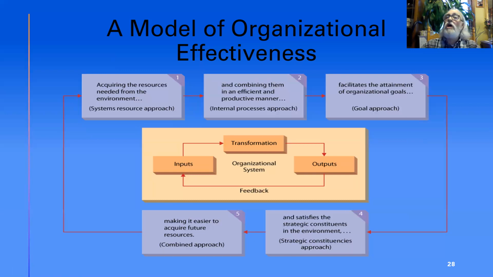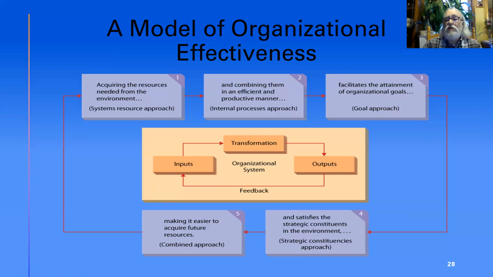And the fourth way is in doing so, we are satisfying those strategic constituencies who have an interest in us being successful, who want our products or our services, who want us to succeed. It could include our strategic alliances with other partners and so forth. And then the combined approach means any or all of these that we're using make it easier for us to do better into the future.